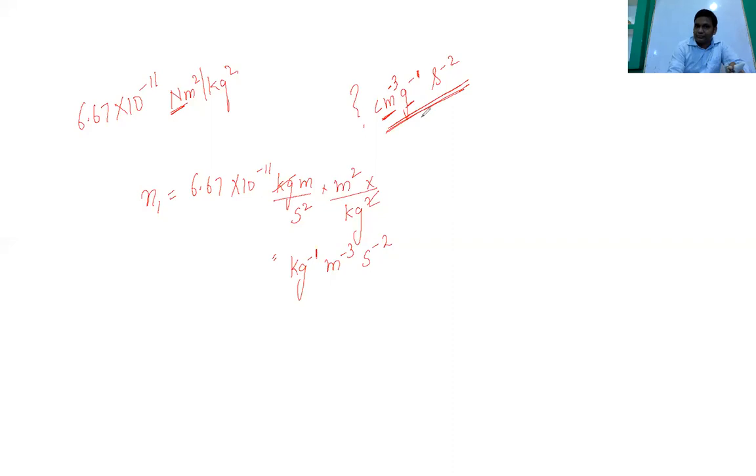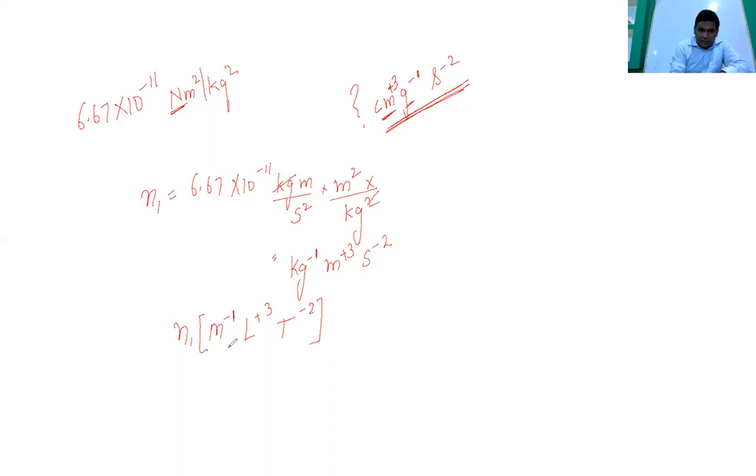Okay, are you getting it or not? Yes, sir. Getting. Okay. So now N1 dimensional formula will become how much? Mass is your M to the power minus 1, L to the power minus 3, oh, plus 3. Yes, plus 3. Here it will be plus. Okay. And T power, so T minus 2.